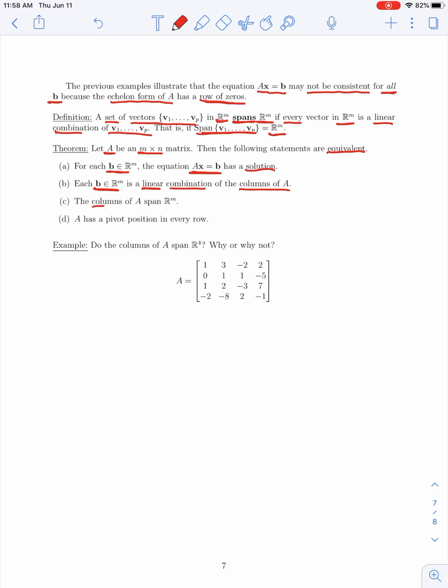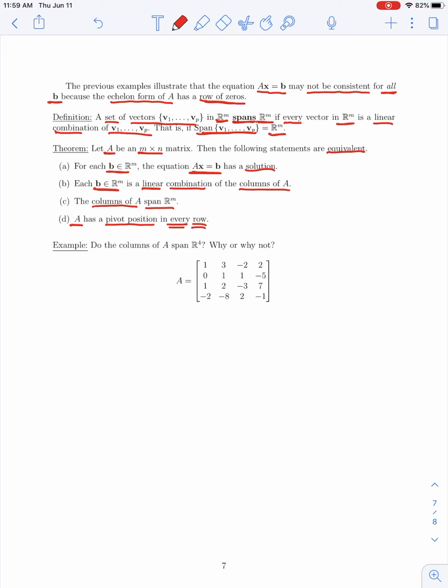Equivalently, part C, we would say that the columns of A span all of Rm. So if we can write any vector b in Rm as a linear combination of the columns of A, we say the columns of A span all of Rm. And the last condition here, which is the condition that we will use most frequently to check whether a set of vectors spans all of Rm, is the following: does the matrix A have a pivot position in every row?